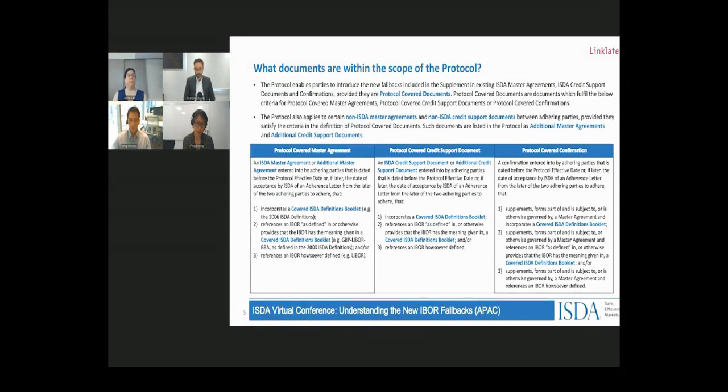So you can see it's a very, very broad coverage. There's a couple of observations I think that are interesting here. Firstly, it is covering such a broad range of IBOR references in any ISDA documentation. And I think it's something that will be considered a bit later on, but there will be considerations among market participants as to whether all documentation should indeed be covered.